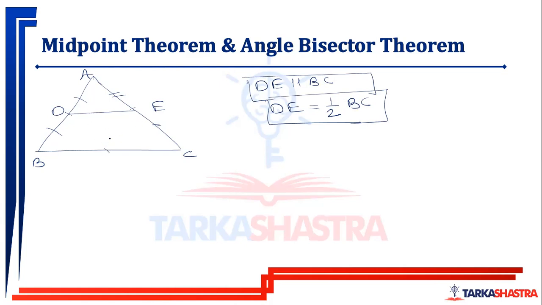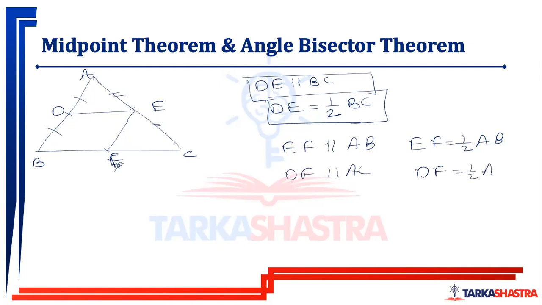जैसे यहाँ पे अगर मैं अभी ये midpoint आपको join करके दिखाऊँ, this is EF. So in this case, EF is parallel to AB. Also, EF is half of AB. Similarly, DF is parallel to AC. Also, DF is half of AC.